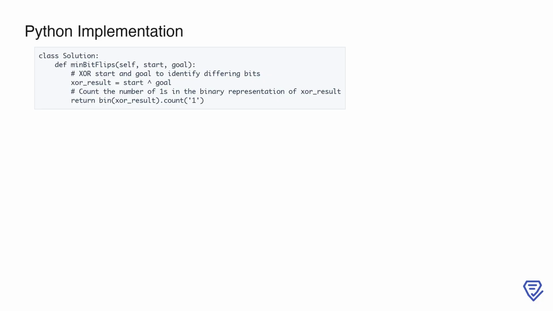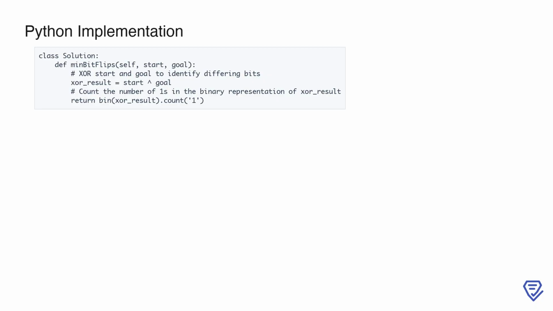2. Counting set bits: the line bin(XOR_result).count('1') calculates the number of ones, set bits, in the binary representation of XOR_result. Each one corresponds to a differing bit between start and goal, which represents a bit that needs to be flipped. To do this, the bin function is used to convert XOR_result into its binary string representation, and the count method is used to count the occurrences of 1. 3. Return statement: the function directly returns the count of differing bits, which is the minimum number of bit flips needed to convert start to goal.